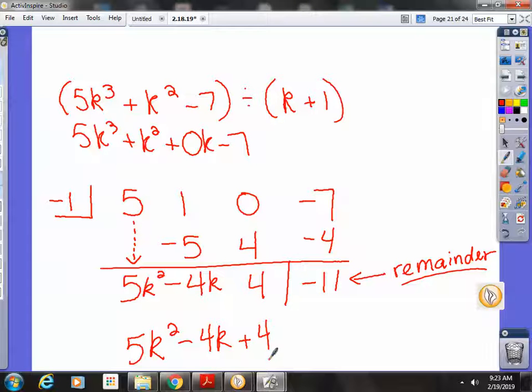Now, I have to include this remainder. So it's going to be minus 11 over what? Do you remember what we put in the denominator? Good. Our divisor, k plus 1.